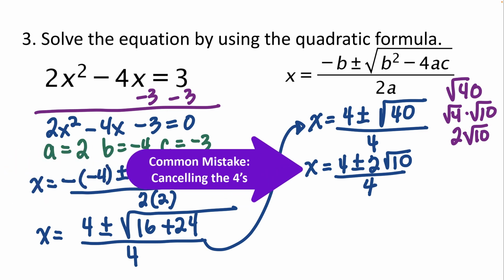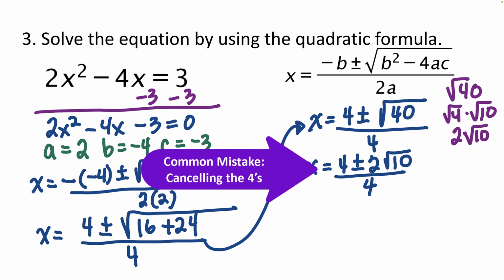Now a common mistake that is made is people often want to cancel these 4's out. But you cannot cancel like this. This is a mistake. Because 4 in the numerator is being added and subtracted to 2 times the square root of 10, you cannot cancel those 4's. Instead, we need to be able to factor the numerator.